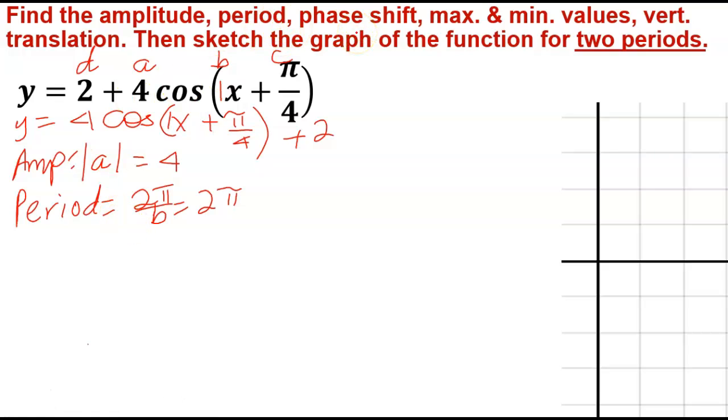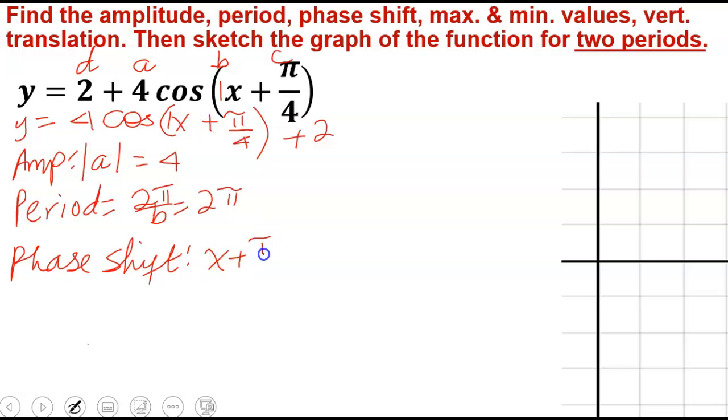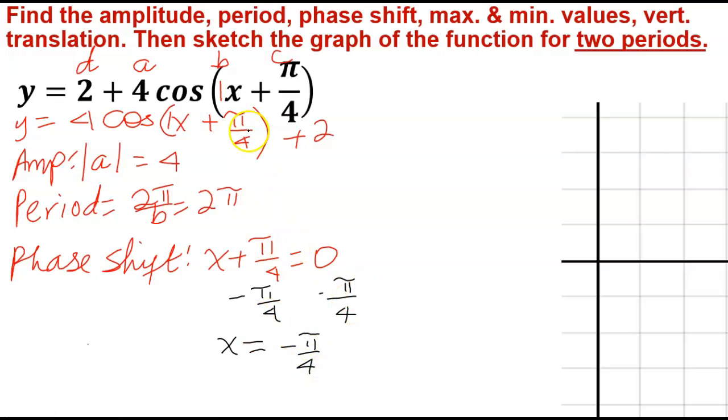And then phase shift. Phase shift is the horizontal shift. Then we take everything inside parentheses, set it equal to 0, and solve. So we have x plus pi over 4 equals 0. What we do, we subtract pi over 4 from both sides. So x is going to equal negative pi over 4. So the original graph has shifted pi over 4 to the left.